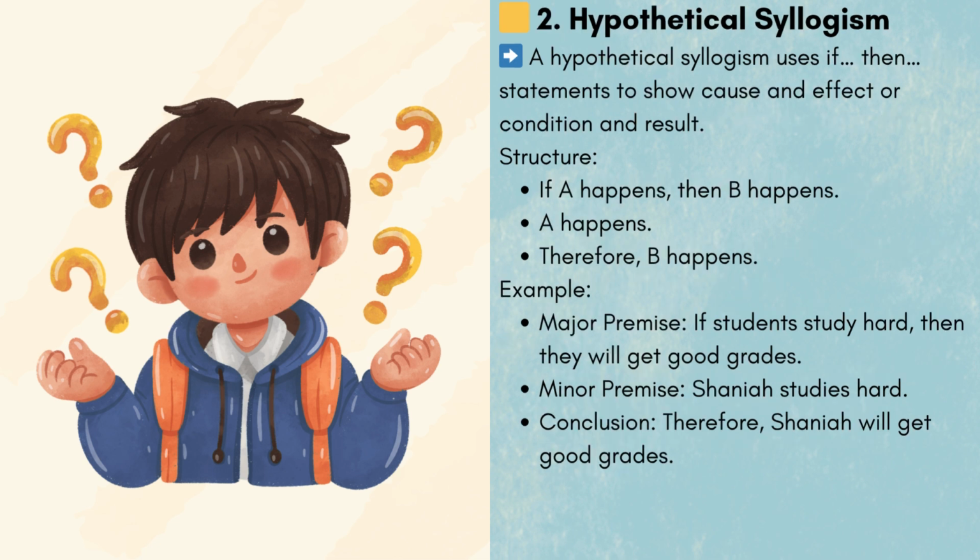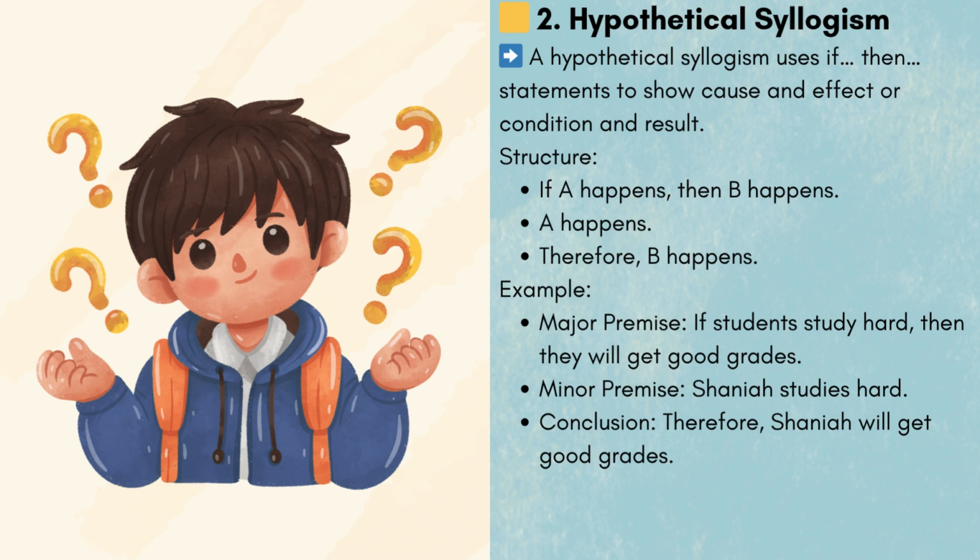So next is hypothetical syllogism. It uses if-then statements. So it shows a cause and effect, or condition and result, relationship. It means that if one thing happens, another will follow. So again, it has three parts. So we have the major premise that shows the condition: if A happens, then B happens. Then the minor premise states that the condition A actually happened. So the conclusion shows the result that logically follows.